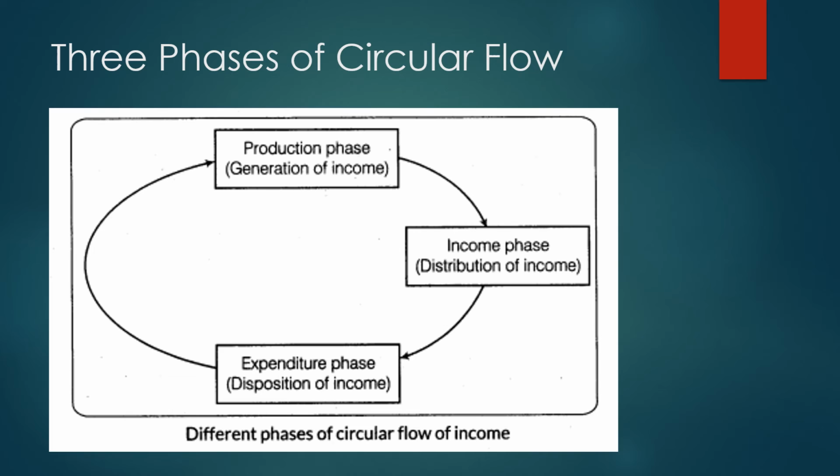Hence, we say there are three methods of measuring national income. The first method is the production method. The second is the income method, and the third is the expenditure method. And the results so generated by the production method are always equal to the results generated by the income method, and the results by the income method are always equal to the expenditure method.